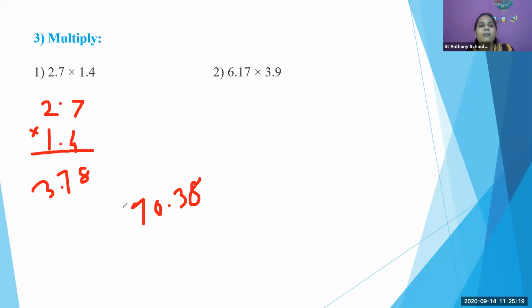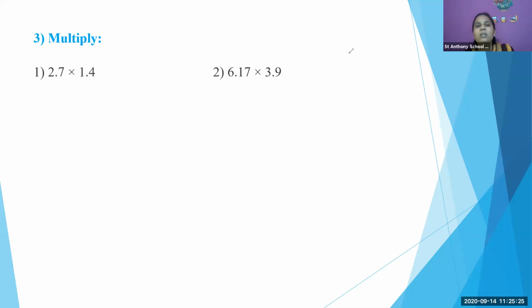Clear. Correct, correct. Very good, very good. Wonderful response from you students. Okay, now do with me this 6.17 quickly. Take your notebook and pen with you and do this sum quickly. 6.17 multiplied by 3.9, and give me the answer.